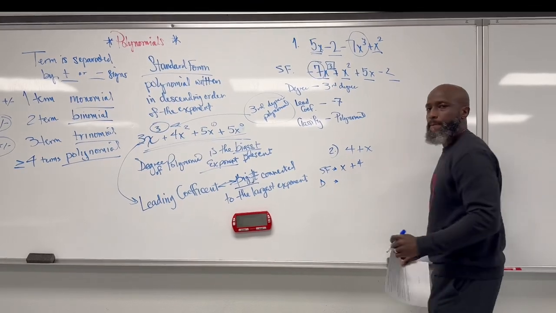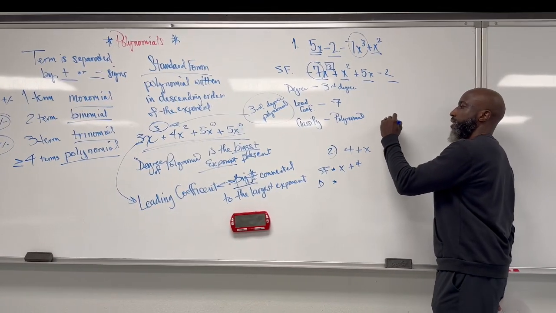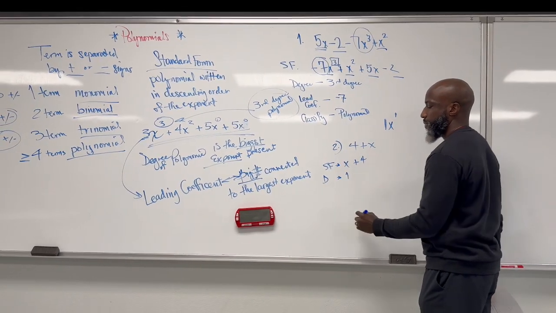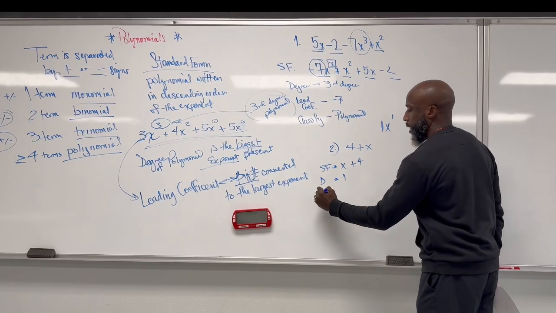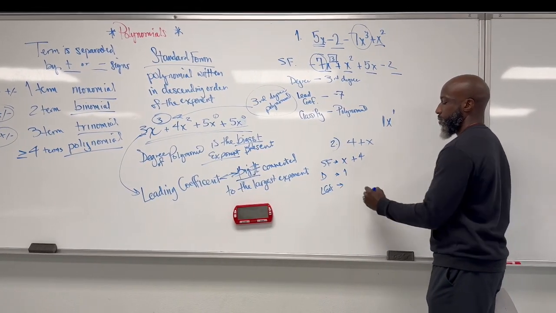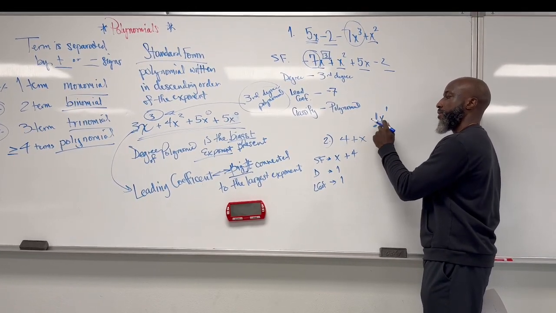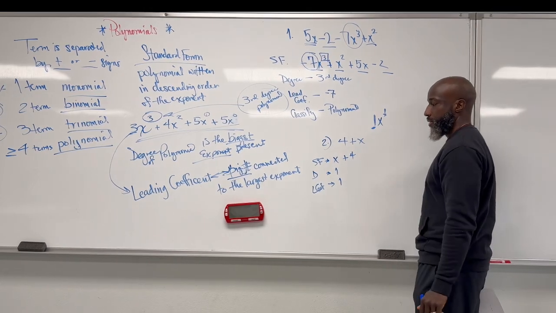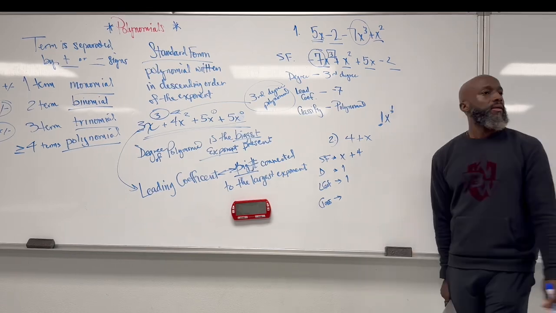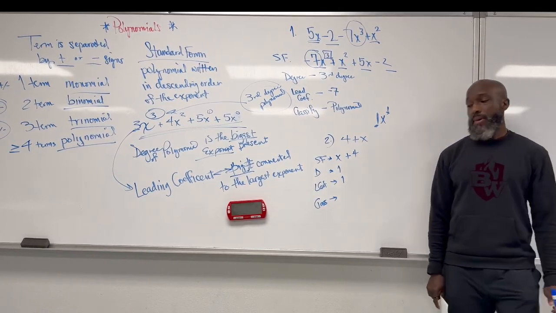What's the degree? First. When you see x, it's understood that there's a 1 here and there's a 1 here. Right? So it's a first degree polynomial. Leading coefficient is what? 1. 1 is the leading coefficient. Remember I said if it's x, it's going to be a 1 there and a 1 there, right? And then classify. How many terms we got? 2. So what's that? Binomial. Good.